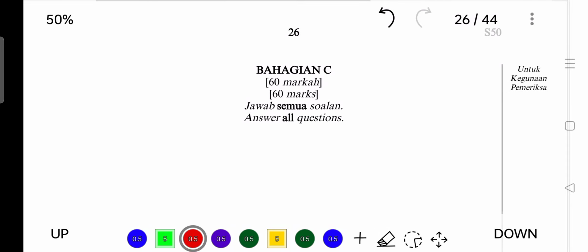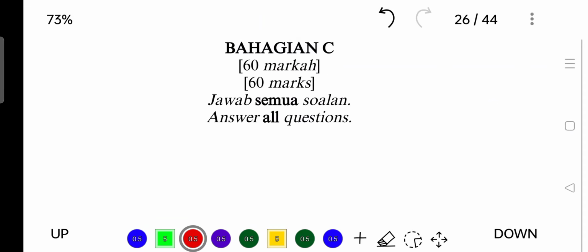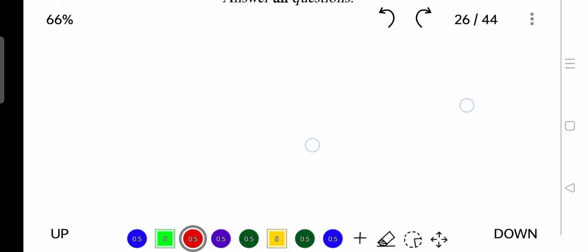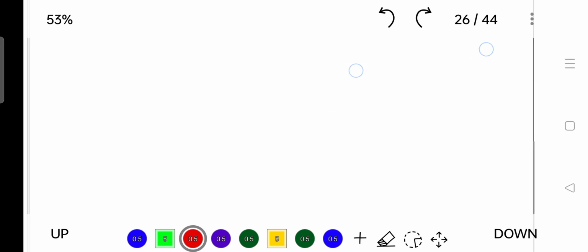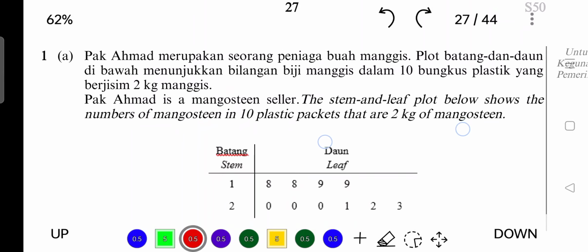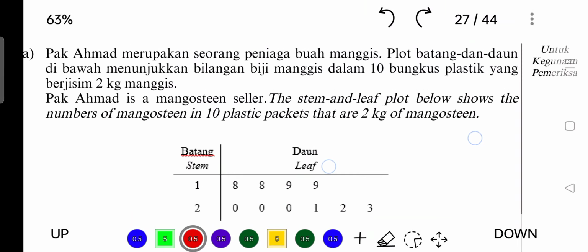Okay, hello, this is part C, people. Part C consists of the most marks in your maths paper. As you can see, there are like 60 marks, all right? So definitely, this is a very important part which you can't leave out even a question. If possible, just finish up everything in order to get an A for your maths. All right. Okay, let's see this.